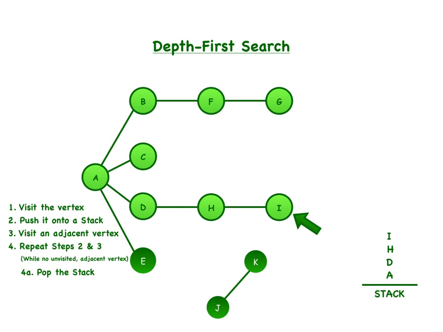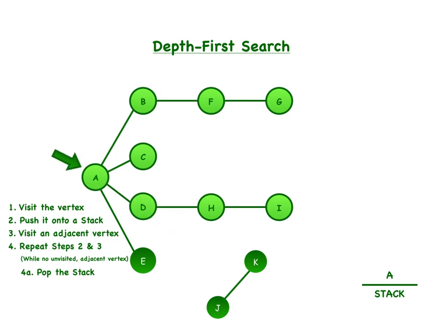Then we see I has no other unvisited adjacent vertex, so we're going to pop it and work our way back. H has no other unvisited adjacent vertex, so we're going to pop H and go back one. D has no other unvisited adjacent vertex, so we're going to pop D and then return back.